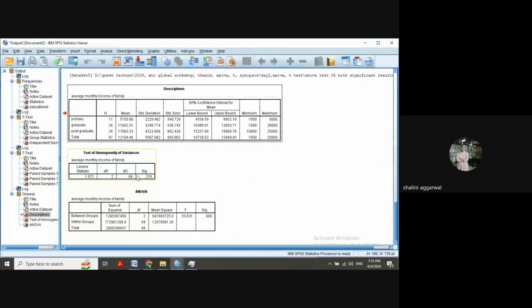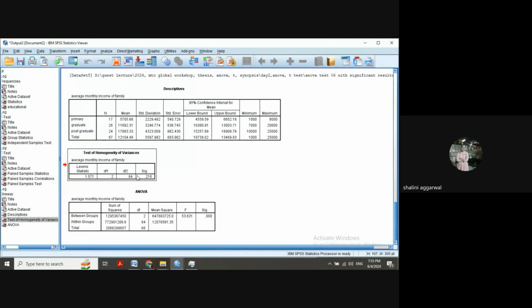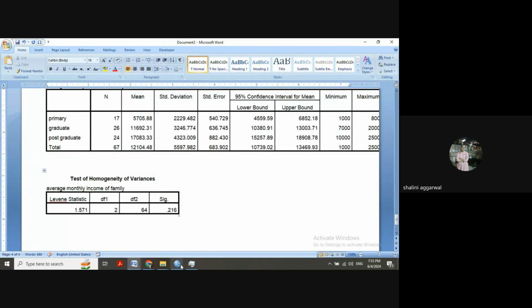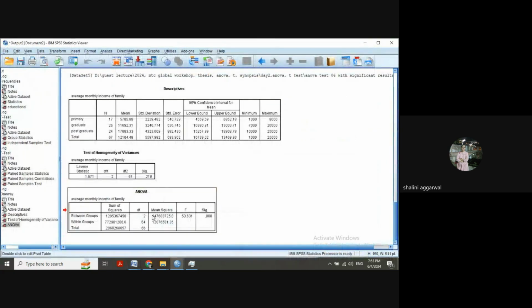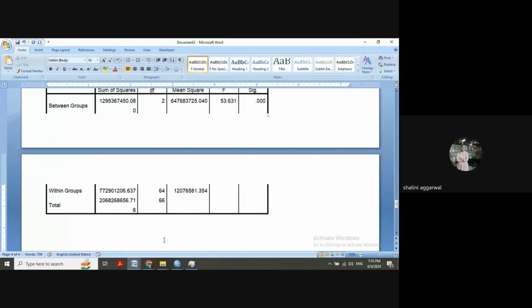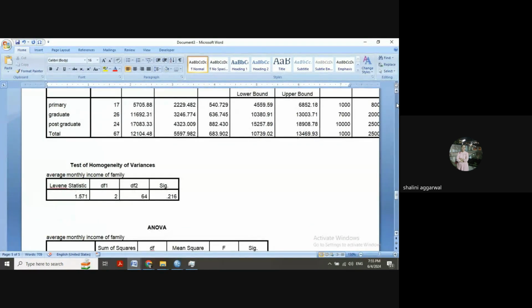So what is the second table? This is again important. This is the Levene's test. This is again very, very important. I'll tell you, just give me a minute. And this is the ANOVA table. Okay, so these are the three tables that are important.